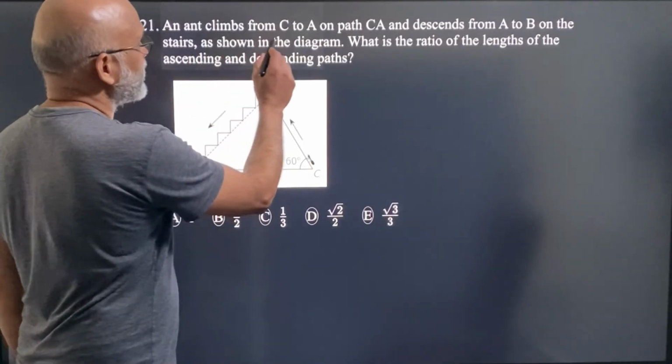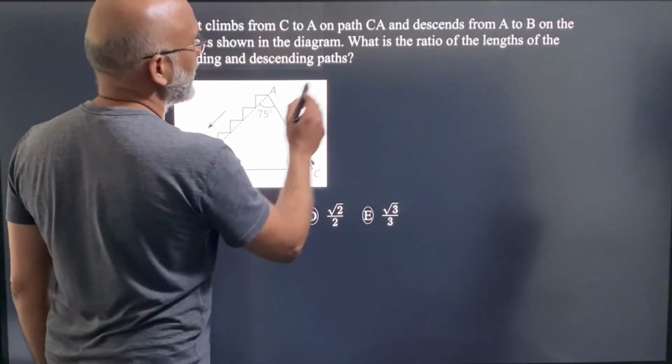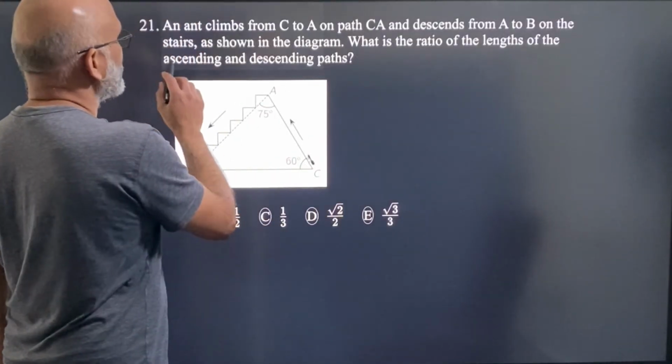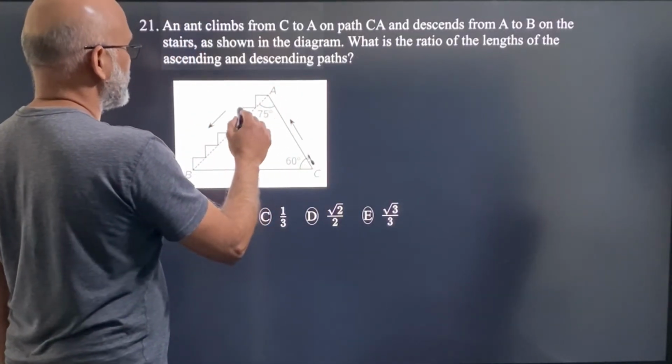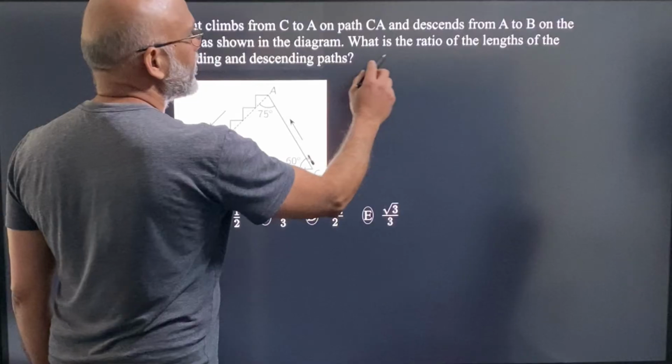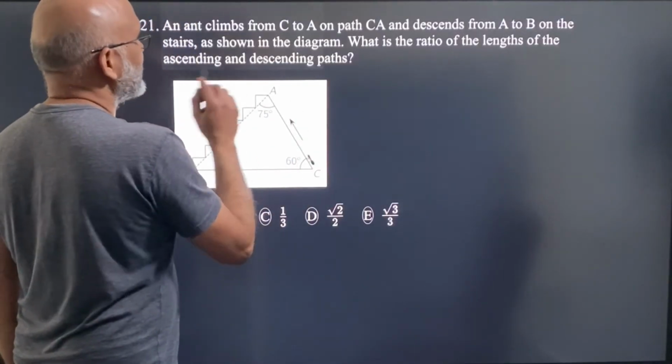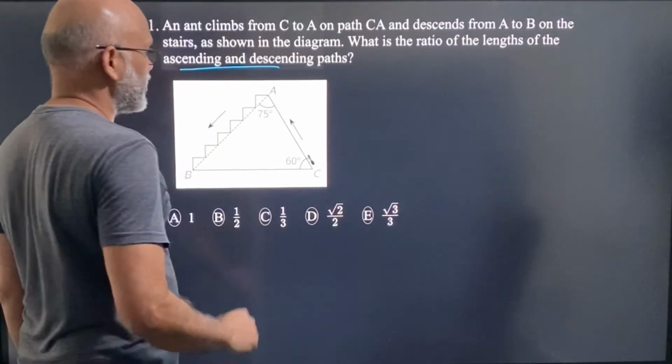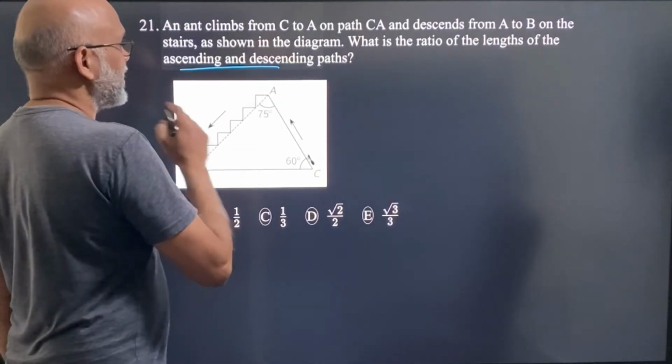An ant climbs from C to A on path CA and descends from A to B on the stairs as shown in the diagram. All right, so what is the ratio of the lengths of the ascending and descending paths?